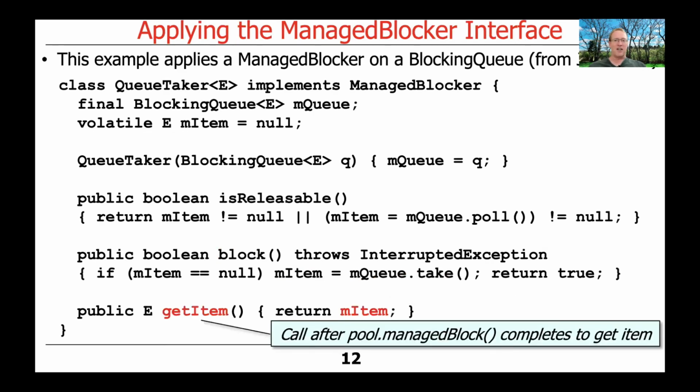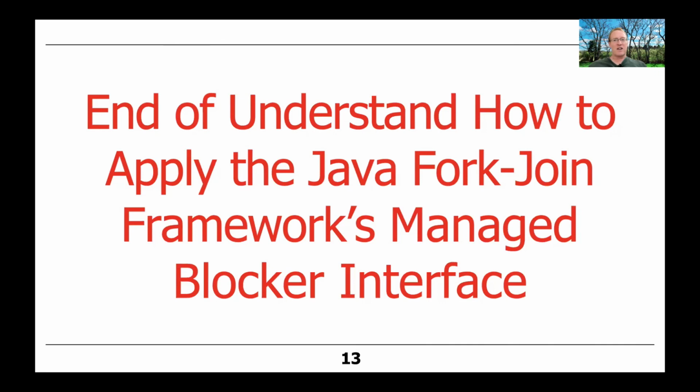There's one more helper method here called getItem. And this particular method could be called by some other part of the program to return the item after we had gotten ManagedBlock to return. And keep in mind that QTaker and the other stuff will be used in conjunction with calls to the managedBlock method on the common fork join pool.